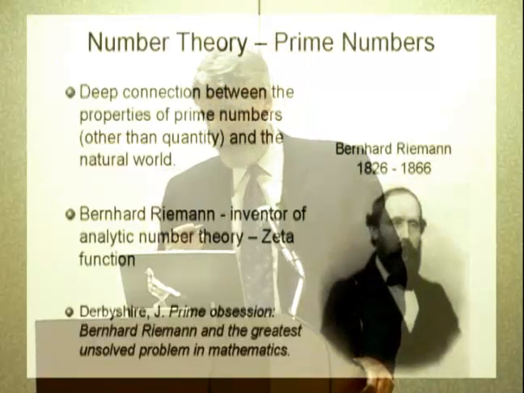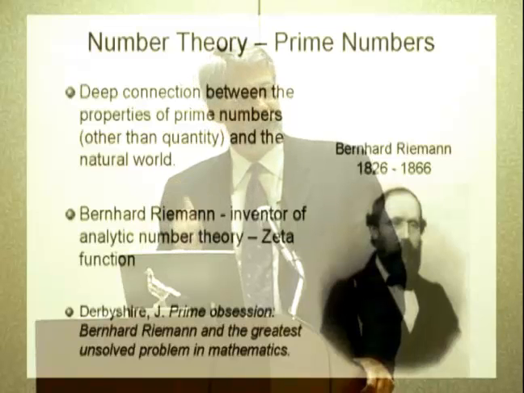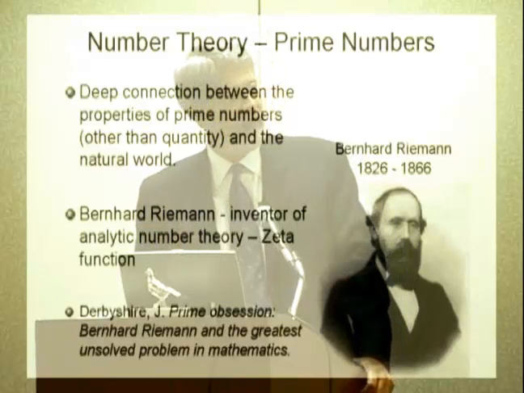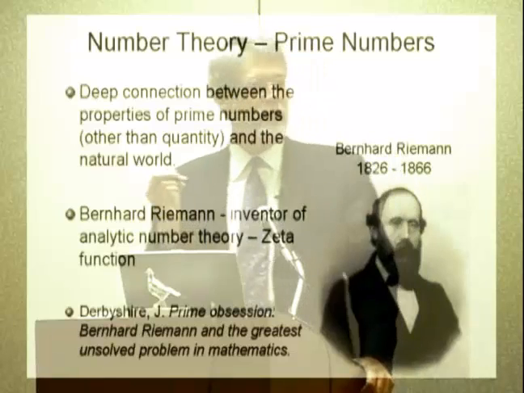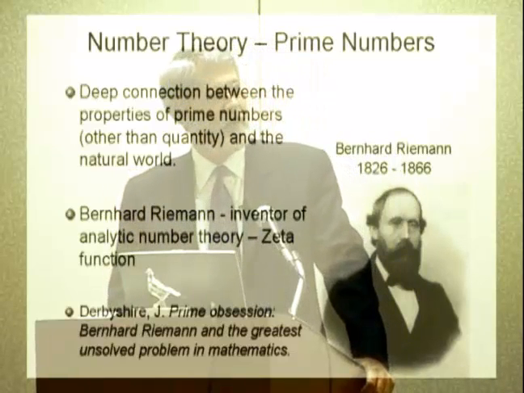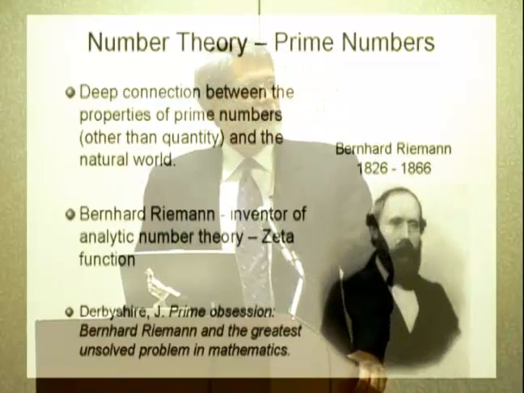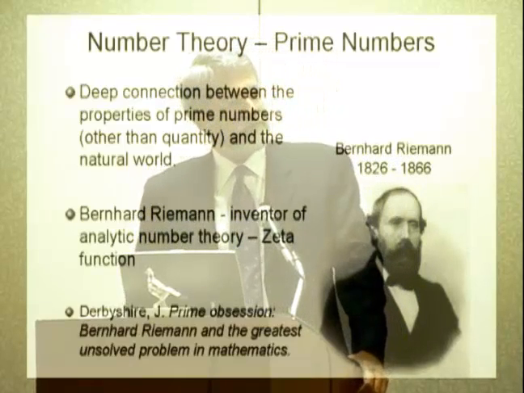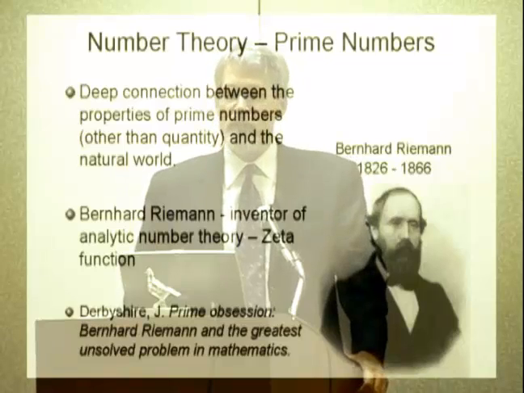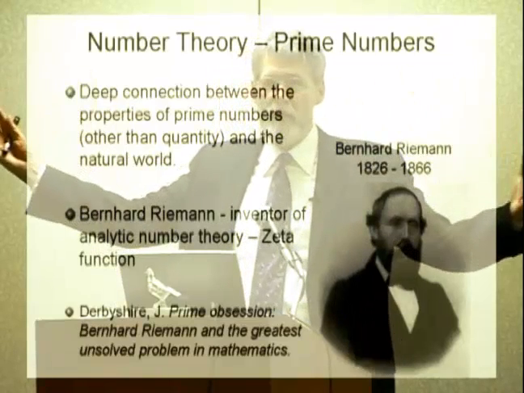This is Bernhard Riemann, one of my great heroes. He was a number theorist and mathematician. He invented analytic number theory. The zeta function, you may or may not know about, is an important discovery of his, or creation of his. He was interested in prime numbers, in particular their distribution along the number line.